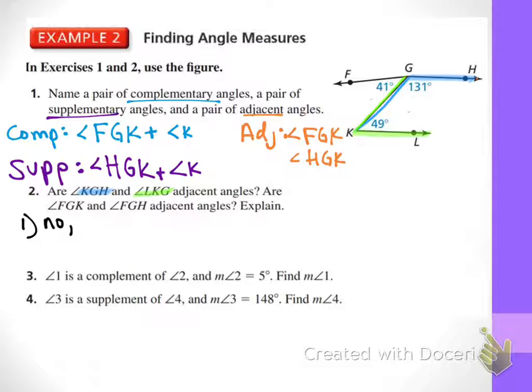What's the vertex of KGH? G. And the vertex of LKG? K. So you could say they don't have the same vertex, they don't share a vertex, however you want to say it. Make sure you're listing a vertex. They don't share a vertex. The wall is in between them, but they have to share both the vertex and the wall.